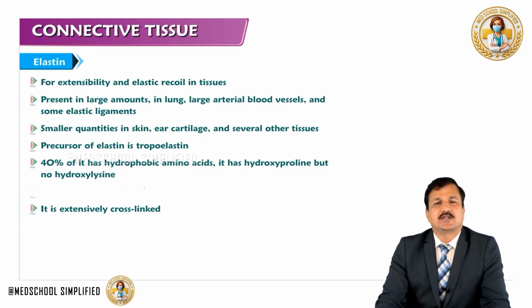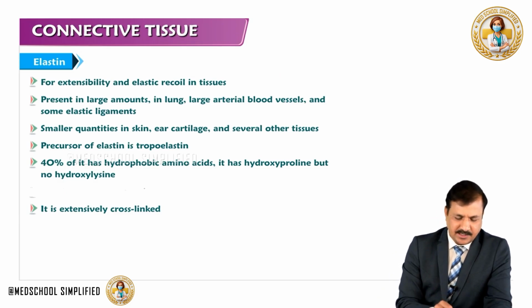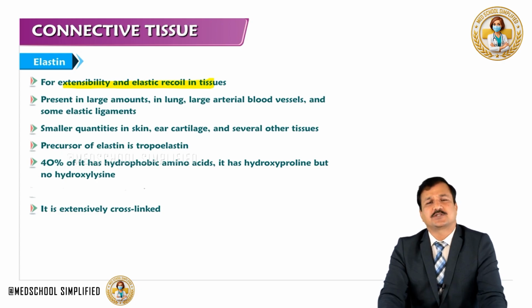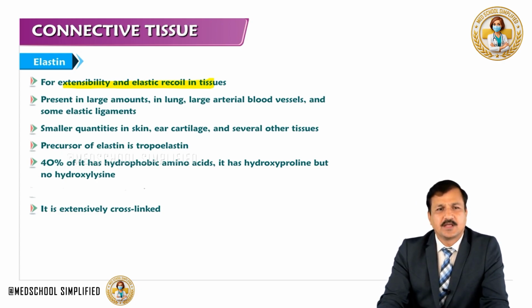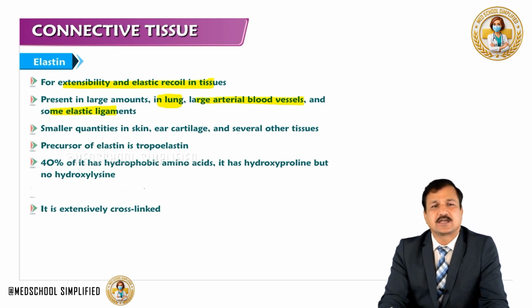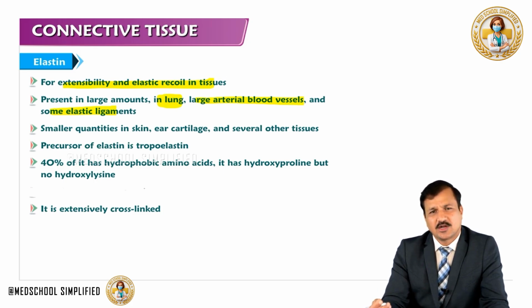Elastin being present in extracellular matrix, it provides extensibility and elastic recoil to tissues, and that is the speciality of elastin. Elastin is present in large quantities, especially in the lungs, large arterial blood vessels, and also in some elastic ligaments. Small quantities of elastin can be seen in skin, ear cartilage, and several other tissues.